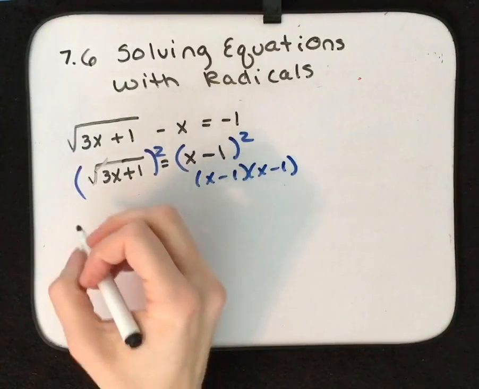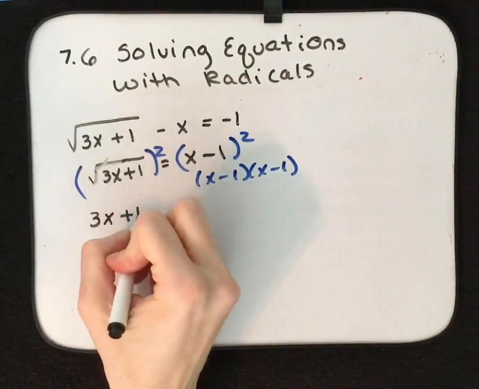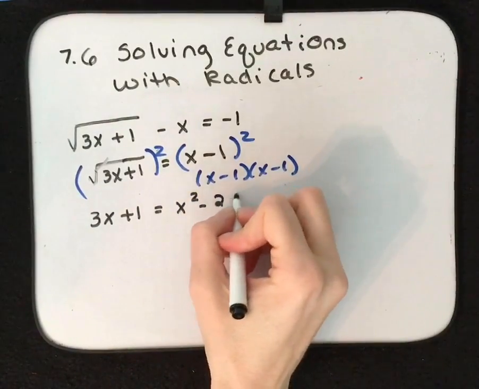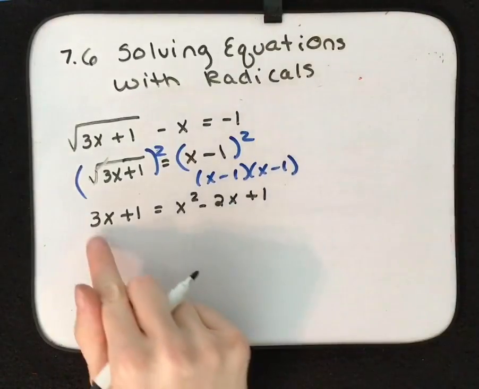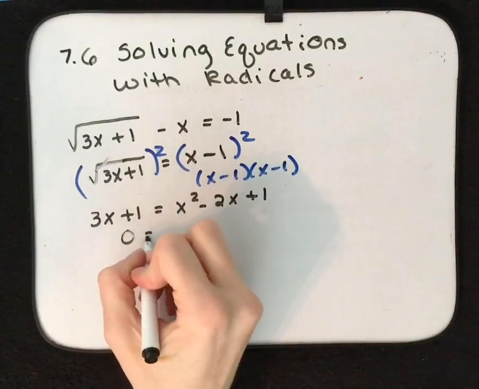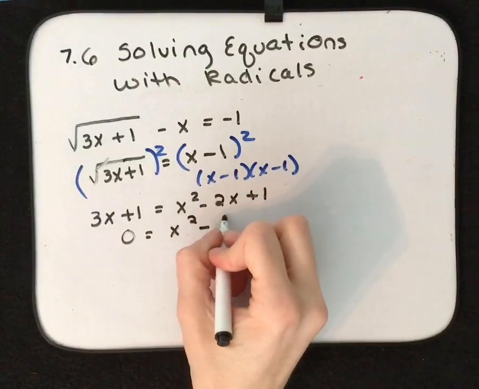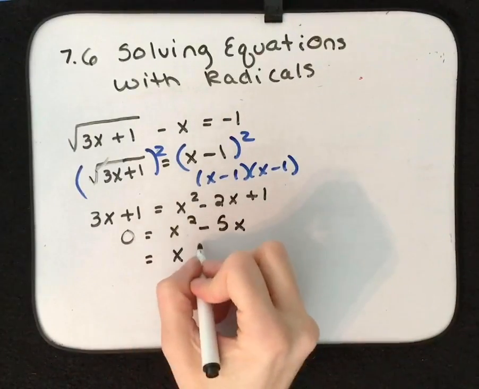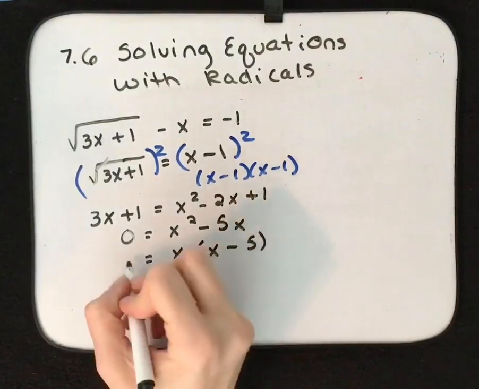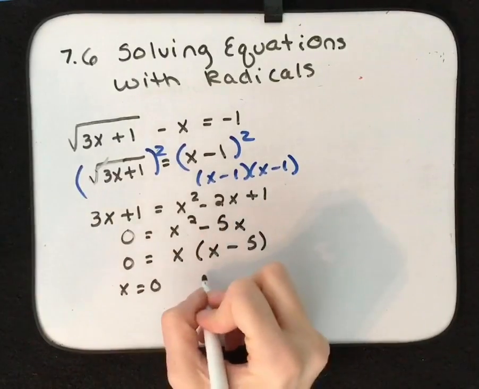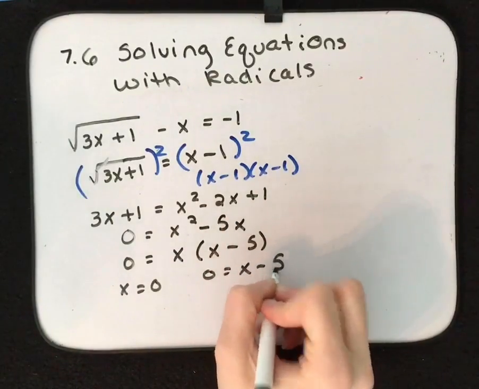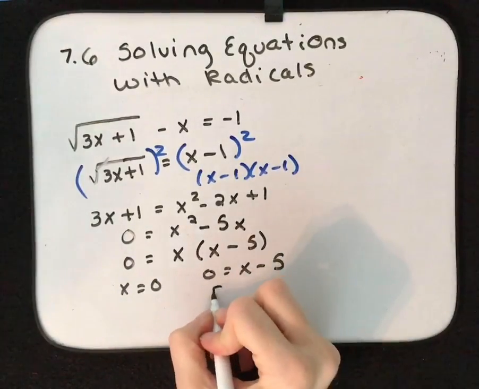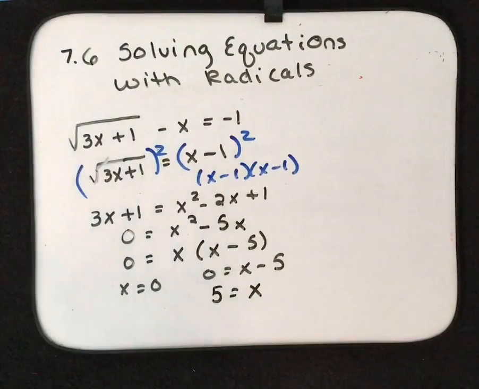So if we cancel our square and our square root, we get 3x plus 1 equals, let's do our FOILing, x squared minus 2x plus 1. Move your 3x plus 1 over. We can factor out an x from here. So we still have our two pieces that we can set equal to 0. We have x equals 0 from just this one, and we have x minus 5 equals 0, which means x would equal 5. So now we need to check them.